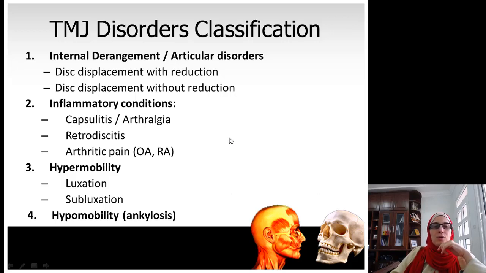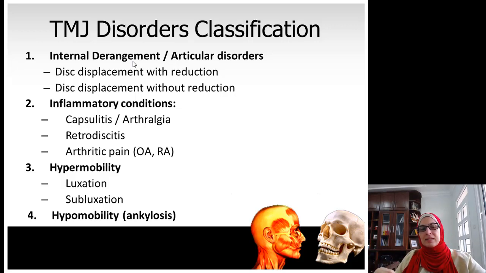What can go wrong in the TM joint? There are different classes of disorders that might affect the joint: internal derangement, inflammatory conditions, and hyper or hypomobility. Internal derangement means that there is abnormality in the mechanics of the joint. The disc would be displaced either with or without reduction. So this is one class.